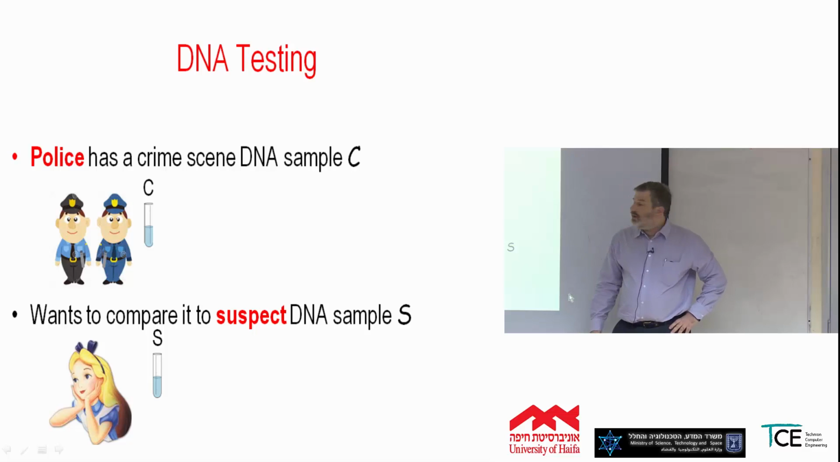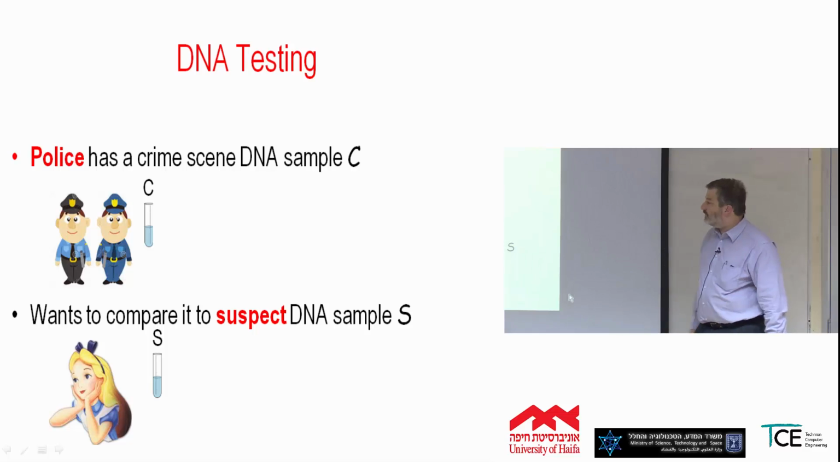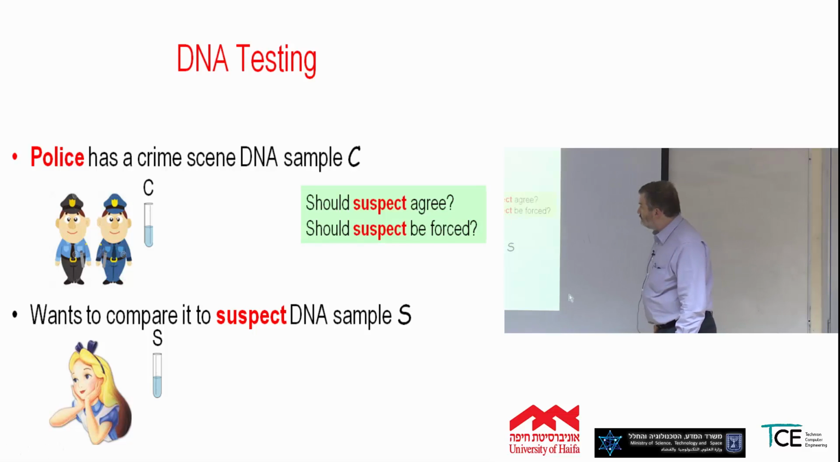So what can we do? What can Alice do? Right now, we know what they do. The police take the sample from Alice, and they handle both S and C and argue that they are the same. So they certainly have full access to Alice's sample. And we are going to argue that it's not necessary.